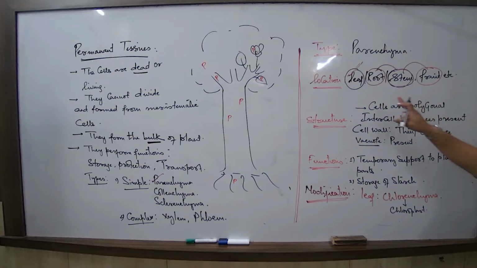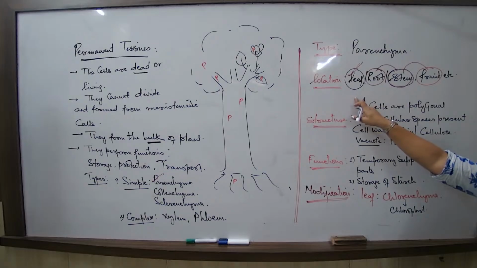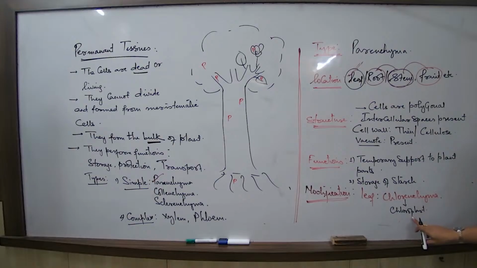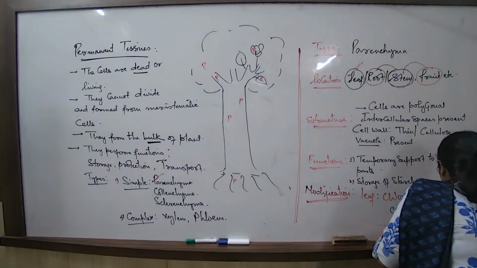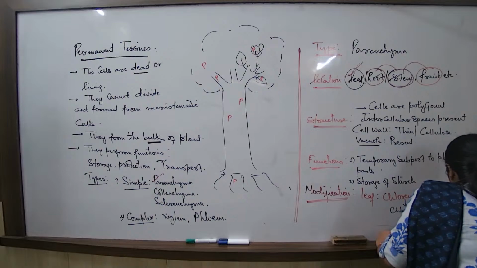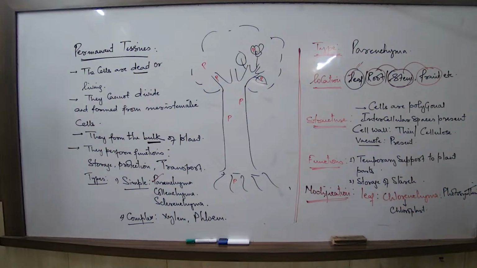So what am I saying right now? All these are the locations where parenchyma is present, but the parenchyma of the leaf is a little bit specialized. Explain. What will you write? The parenchyma of the leaf is specialized because it contains a large number of chloroplasts. It is known as chlorenchyma. What is its function? It carries out the process of photosynthesis. For chlorenchyma, the function is not storage of food, but photosynthesis.